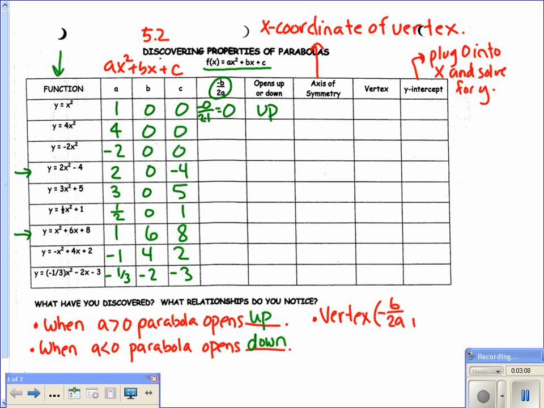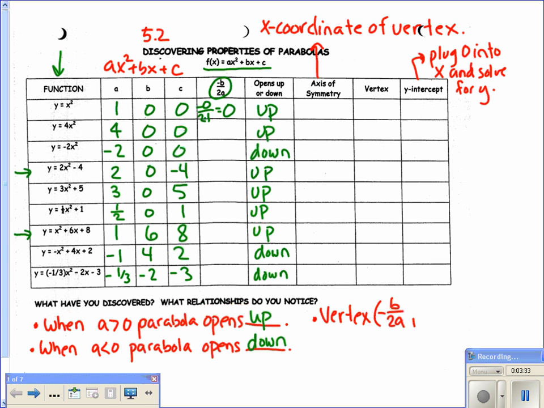And now we can do this for all the other equations. So 4 for the next equation is positive, so it opens up. The next one's -2, so I know this one's going to open down. And this one would be up. And then we have up again, up, and then up, down, and down. And I know those last two are negative, that's why they're opening down.